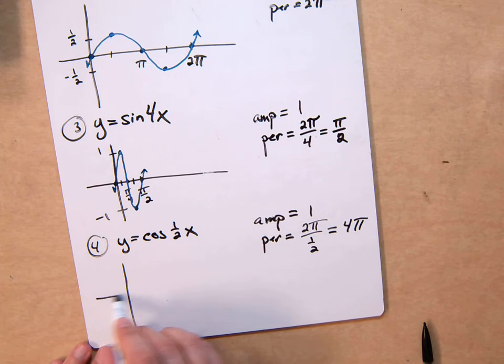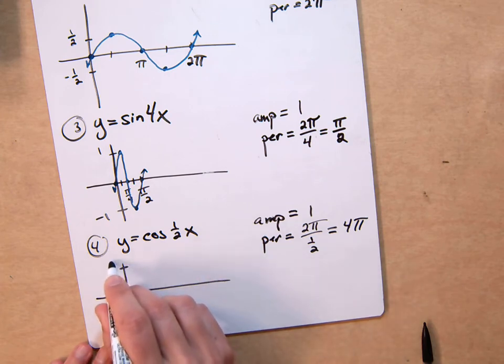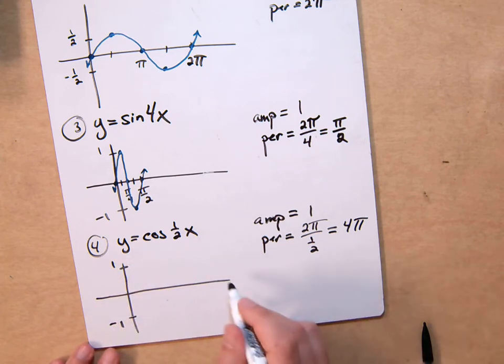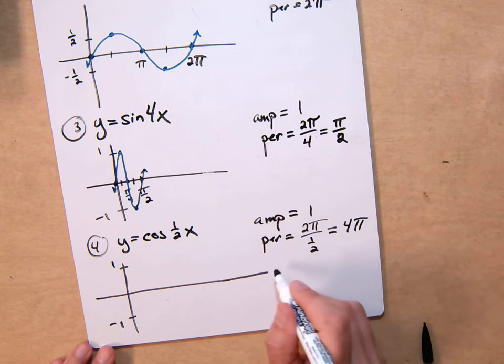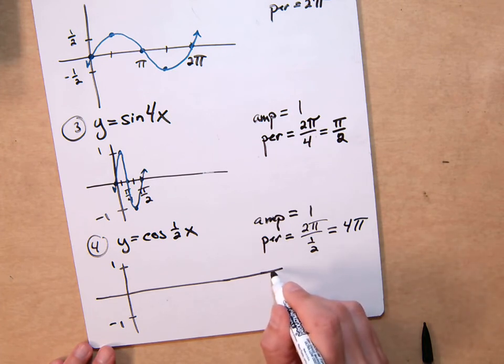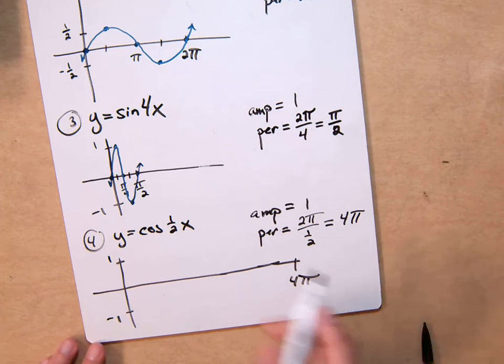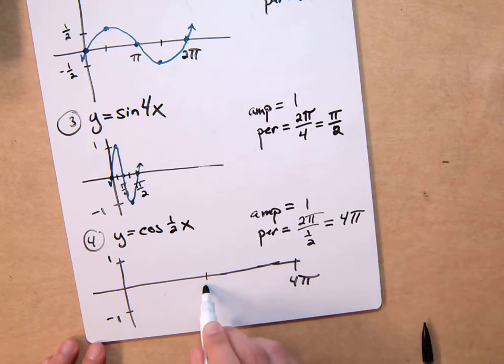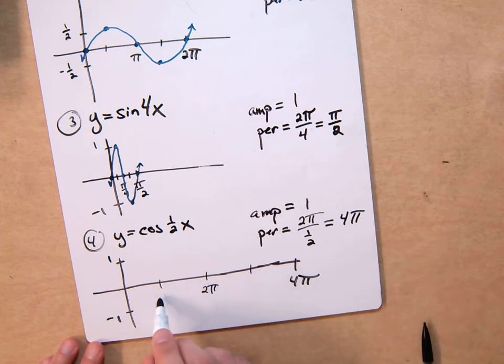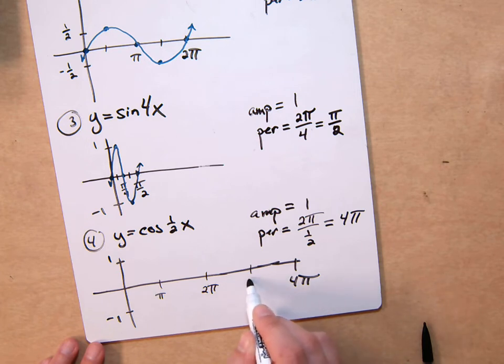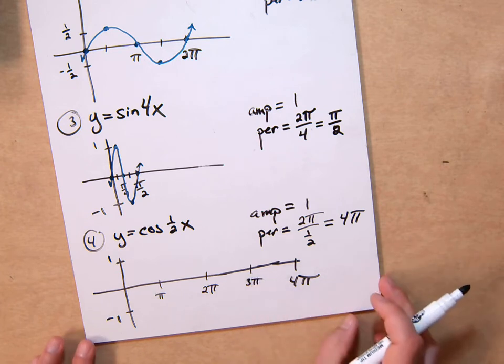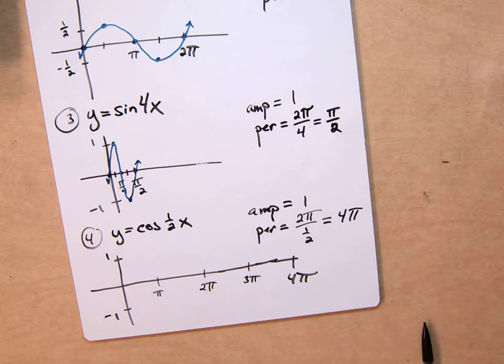So on the y-axis, the highest is still 1, the lowest is -1. Here we have to stretch this out. We're stretching it horizontally out to 4 pi, all the way out to here. So 2 pi will go in the middle. And why not label them? There's plenty of room. Half of 2 pi is pi, and this is 3 pi. So we're ready to look at this, stretching it horizontally.